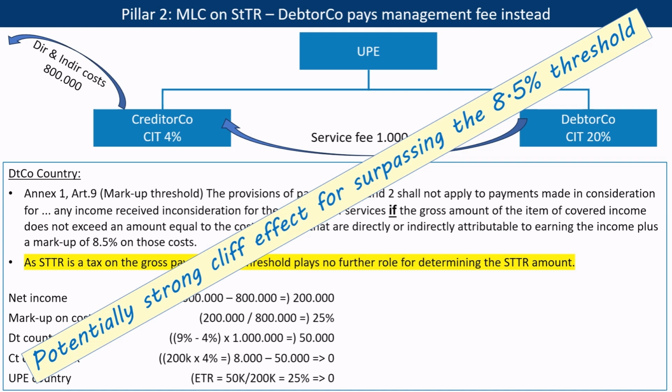Of course, what this does cause is a very strong cliff effect because, again, as I mentioned, if the markup is 8.4%, there's no STTR. It's a markup, and then you only have the 20,000. You've got no withholding tax. Sorry, and if the markup is 8.51%, then you've got this whole STTR of an additional tax of 5% falling on top of the service fee.